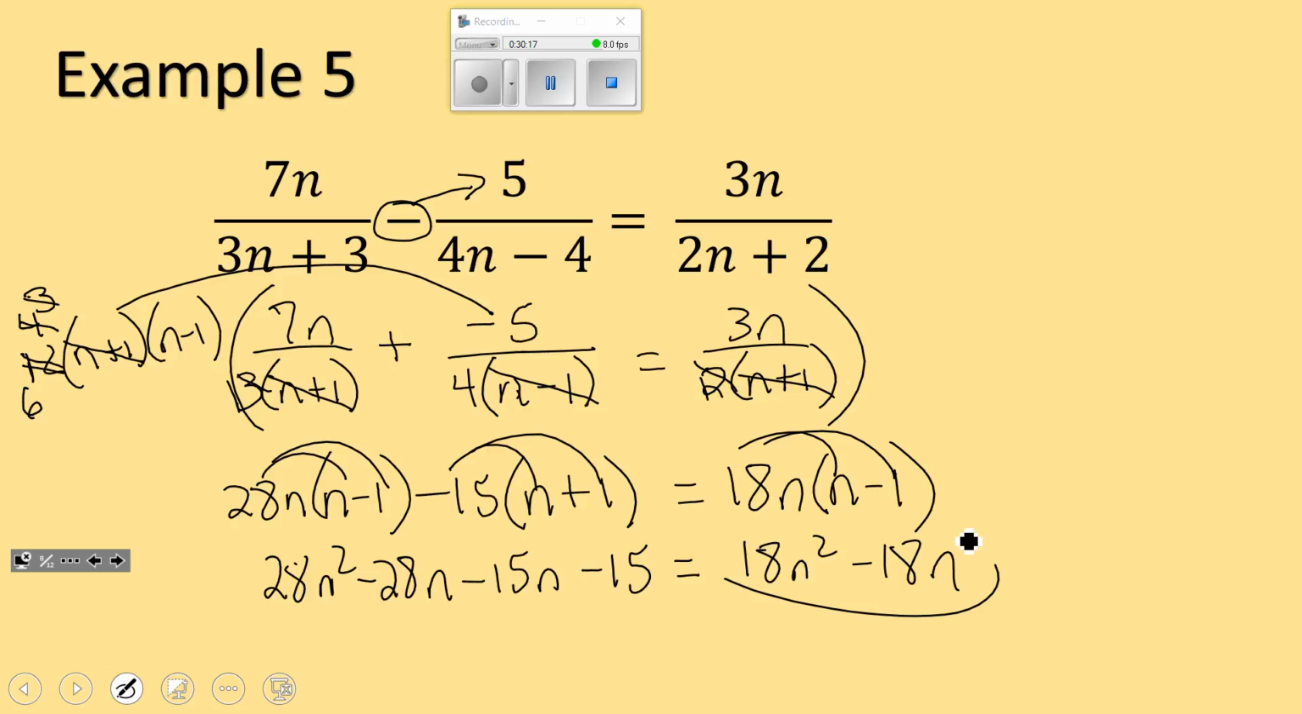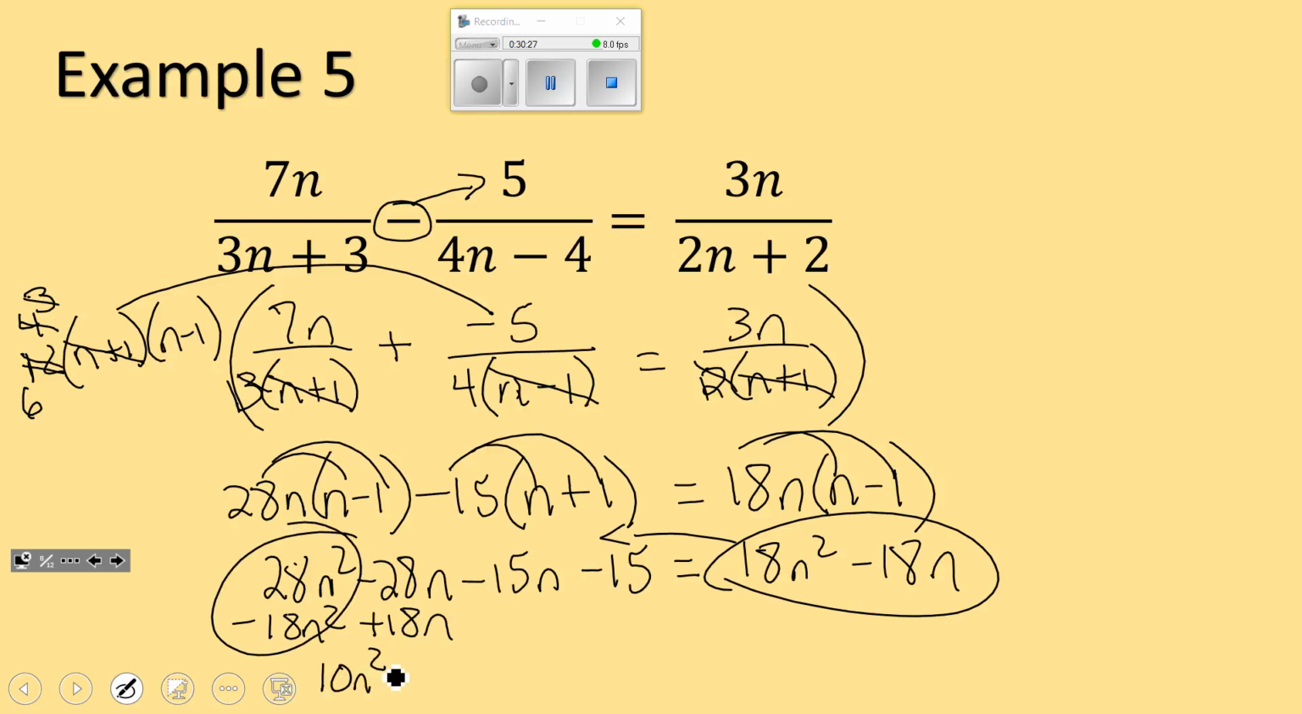So I'm going to go ahead and move this stuff over here. So this will be minus 18n squared and plus 18n. So I need to combine all of this. That'll make a 10n squared. What's all of that combined? Negative 28n minus 15n plus 18n. Minus 25n? I agree. Minus 25n minus 15 equals 0.